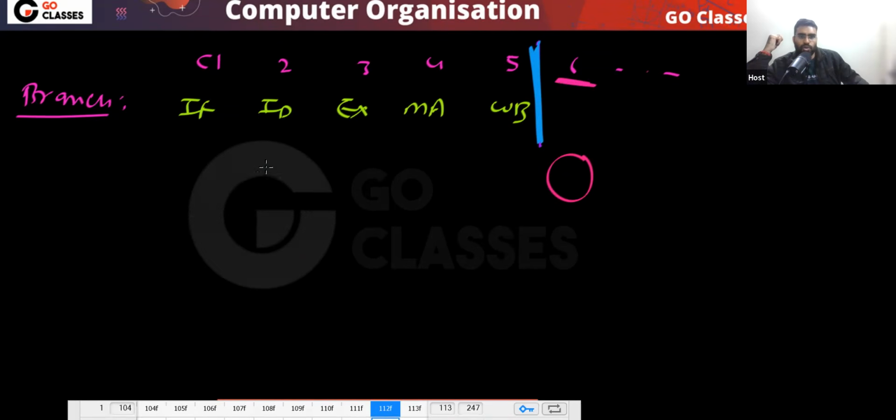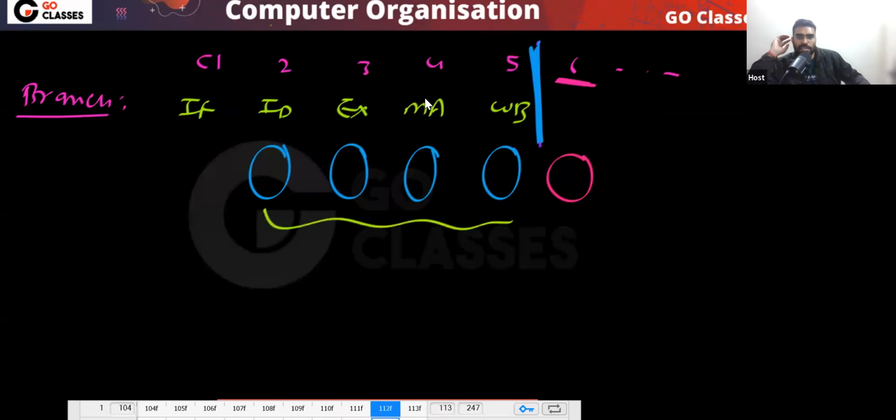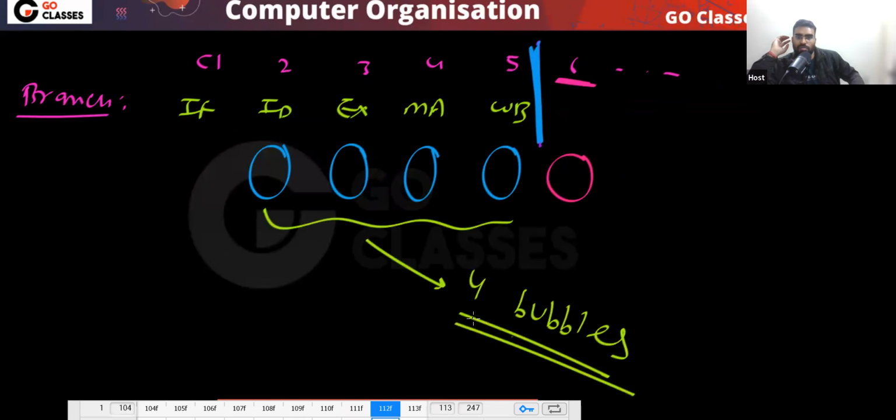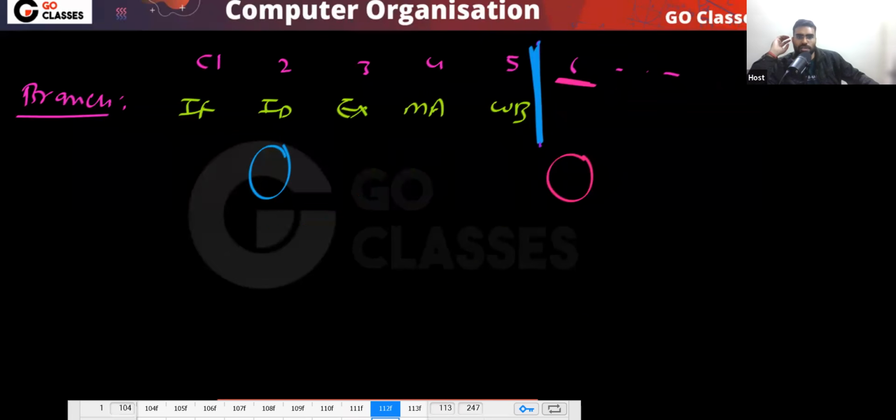So you can notice this is a bubble. How many bubbles? One bubble, two bubbles, three bubbles, four bubbles. Is this clear? Is the visualization clear? Four bubbles we got. Right? Yes or no?